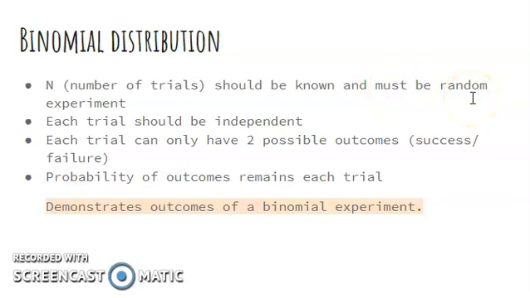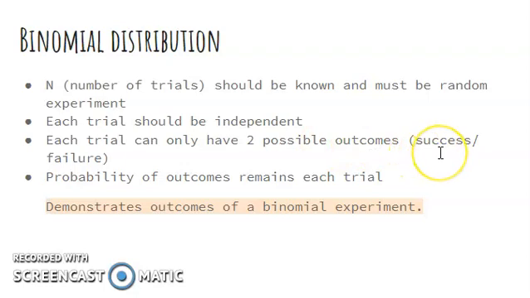For example, a random experiment could be flipping a coin. Each trial should be independent, and we could further use the flipping coin example. Just because we get heads when we flip a coin once doesn't mean we'll get tails the second time. Each trial is independent, and each trial can only have two possible outcomes, again using the coin experiment. Flipping a coin, you can only have two possible outcomes, heads and tails.